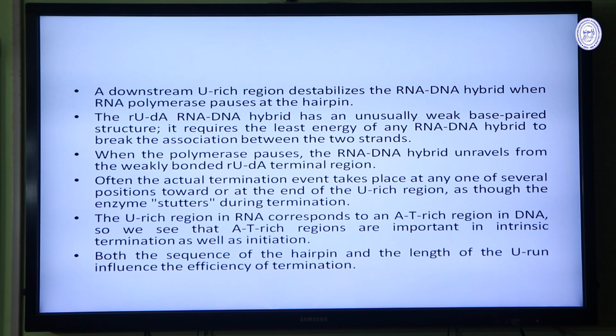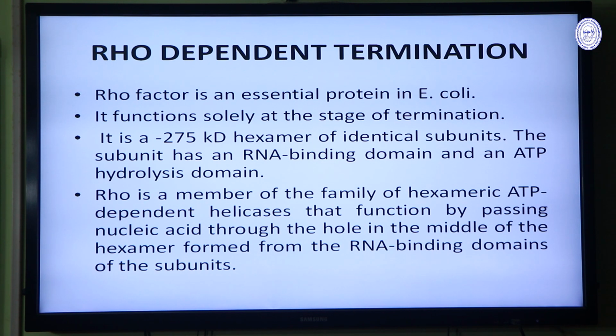So, actually the RNA polymerase gets a pause at the time this type of specific hairpin is being formed. There are very weak interactions between rU and dA. Ultimately, it causes the release of the RNA chain at the terminator sequences. So, this is actually the Rho independent termination, and the next or final part of the story is the Rho dependent termination.